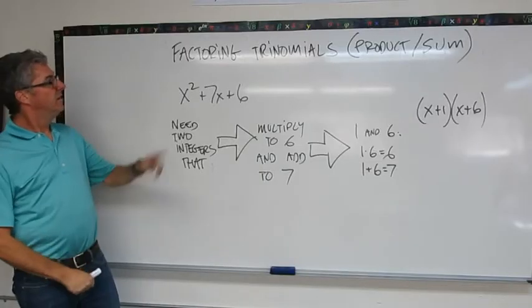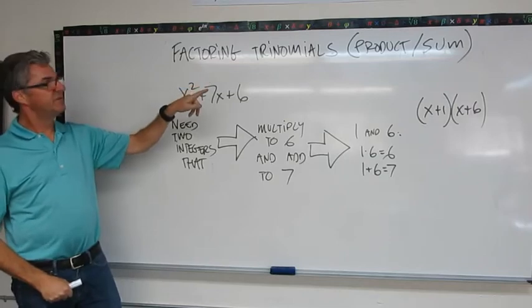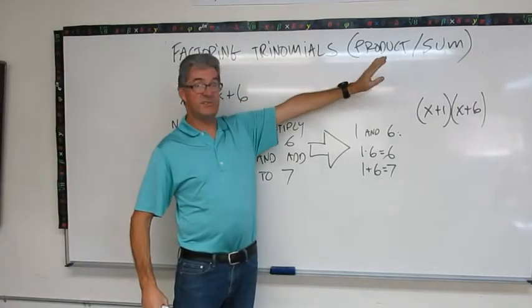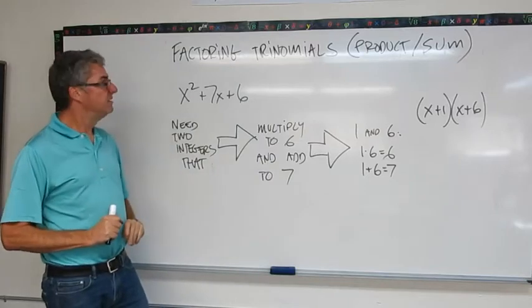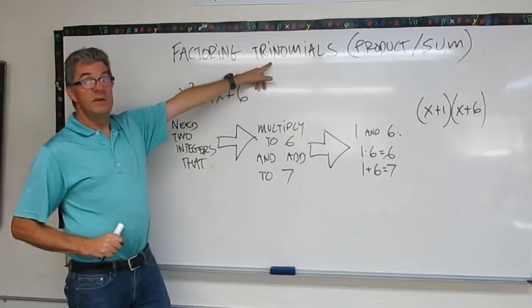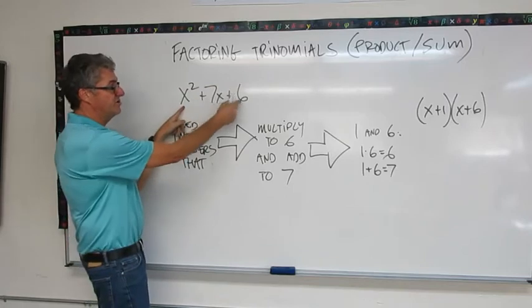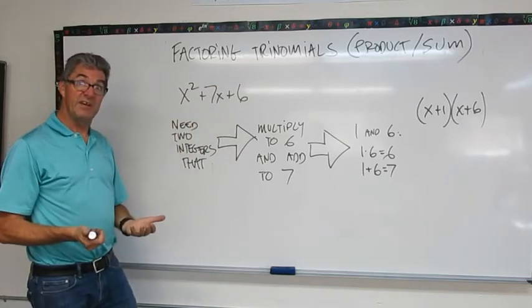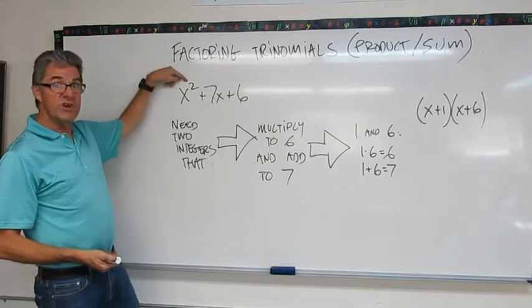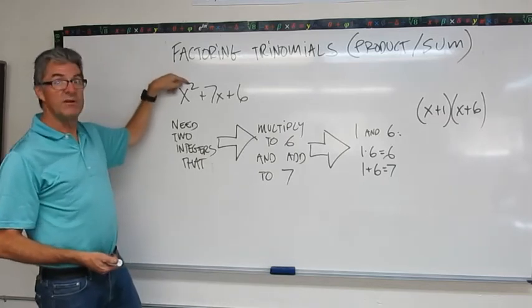Today's topic, factoring trinomials. This is also called the product sum type of factoring, and I'll show you why in just a second. So a trinomial is just an expression with three terms. So this is a trinomial. It's also called a quadratic trinomial because it has a quadratic term, a term with a squared on it.